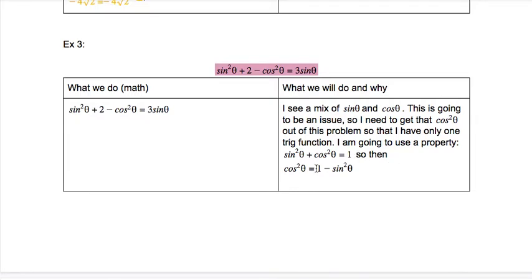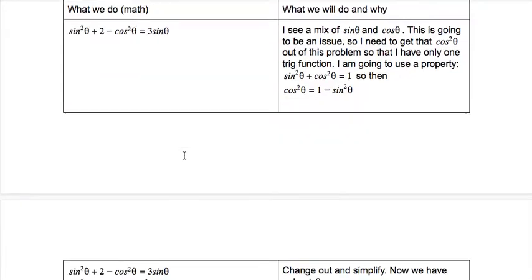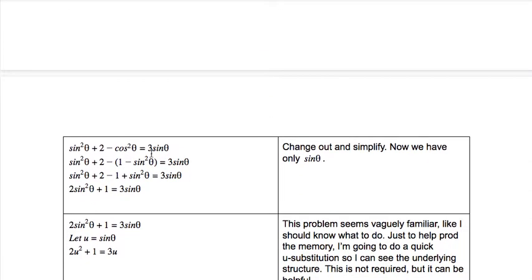I'm going to use our Pythagorean property. I know that cosine squared is 1 minus sine squared. So I'm going to go back to my equation and I'm going to change that out. So here it is. I did the change out. Since I was subtracting that, I had to distribute a subtraction. And then I went ahead and got my sine squareds together. I'm left with only sine theta in some form.